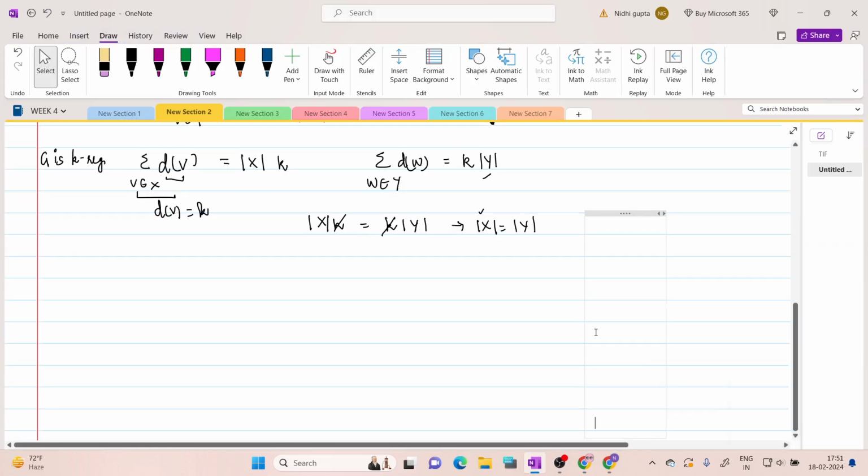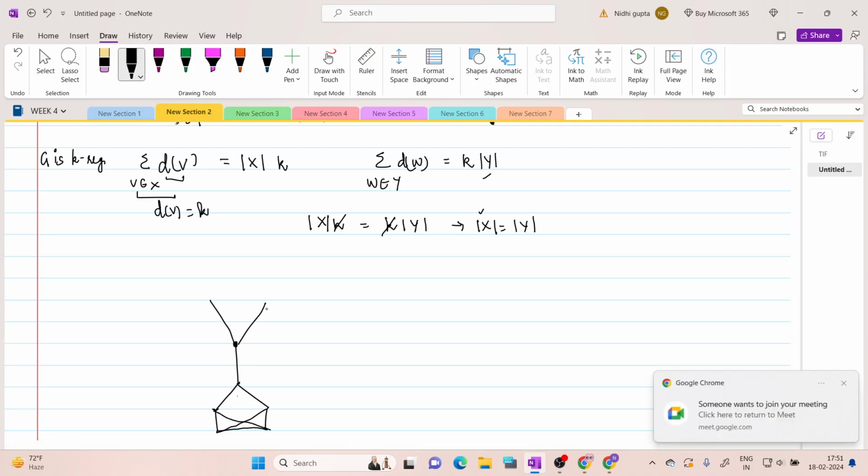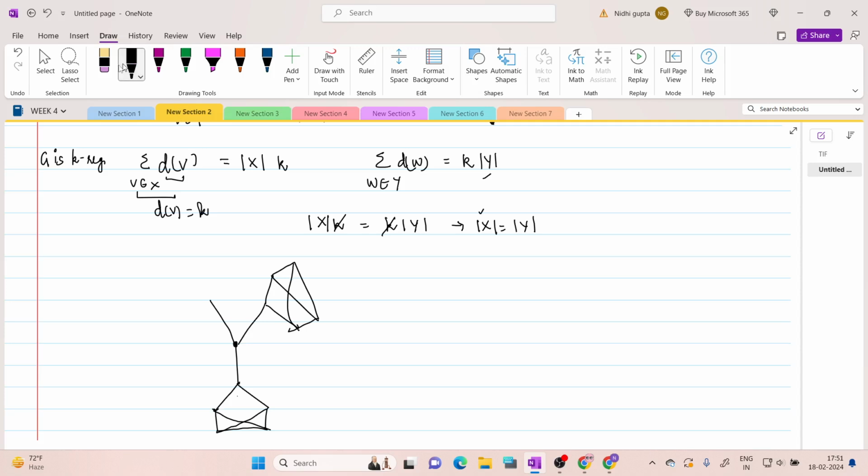So I'll just draw the graph. So if you see this graph, sorry, bad drawing, this is what is known as Sylvester's graph. So this is a three regular graph.